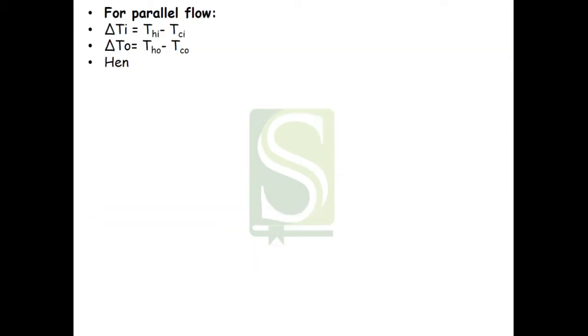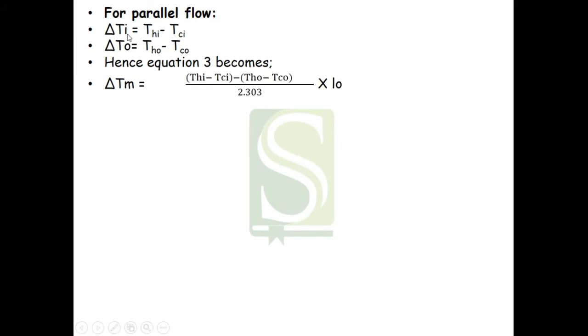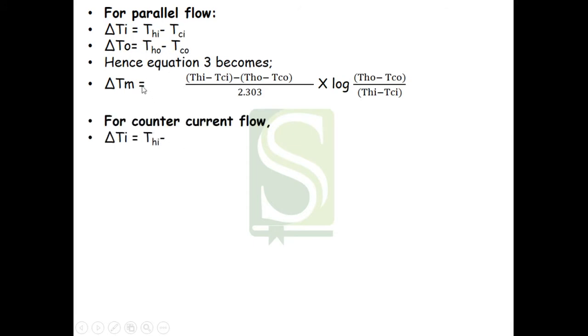So for parallel flow, delta Ti is the temperature difference at the inlet, delta Thi minus delta Tci: the temperature of hot fluid at inlet minus the temperature of cold fluid at inlet. And delta To is the temperature difference between hot fluid and cold fluid at the outlet. So we can write equation 3 as delta Tm is equal to Thi minus Tci minus Tho minus Tco, divided by 2.303 into log of Thi minus Tci upon Tho minus Tco. So this is the equation for mean temperature difference for parallel flow.